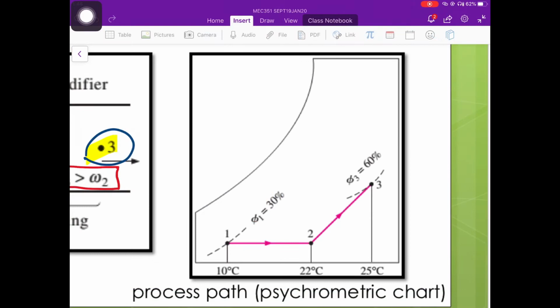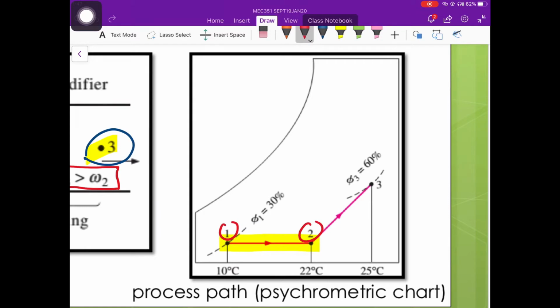If we draw heating and humidifying on the psychrometric chart, process 1 to 2 is the heating process, where we are going to get an increment in the temperature, while the specific humidity will remain constant. From state 2 to state 3 is the humidifying process. After the air passes through the humidifier, the specific humidity will increase.